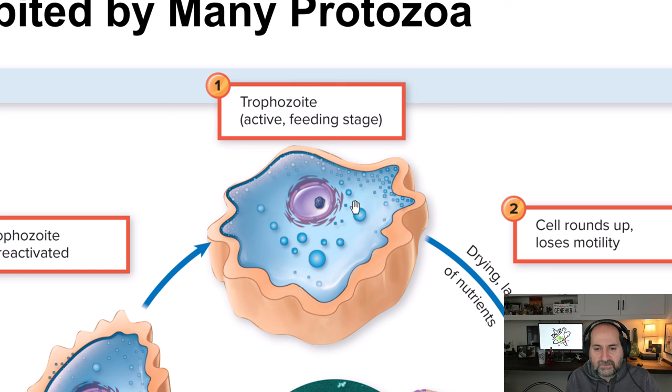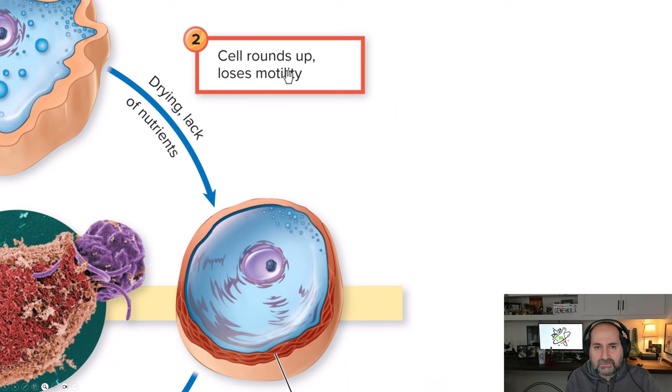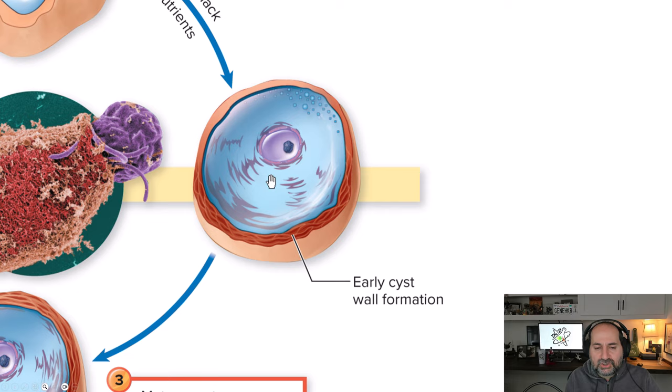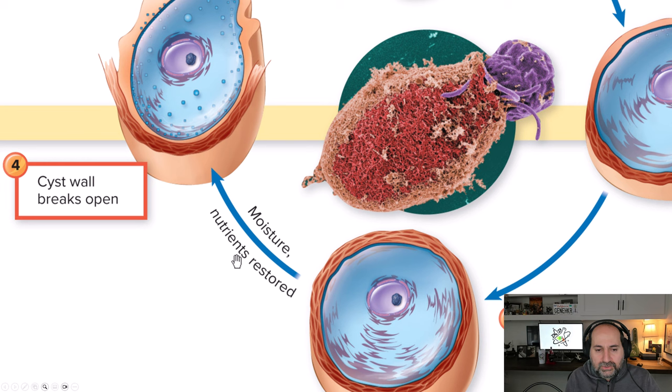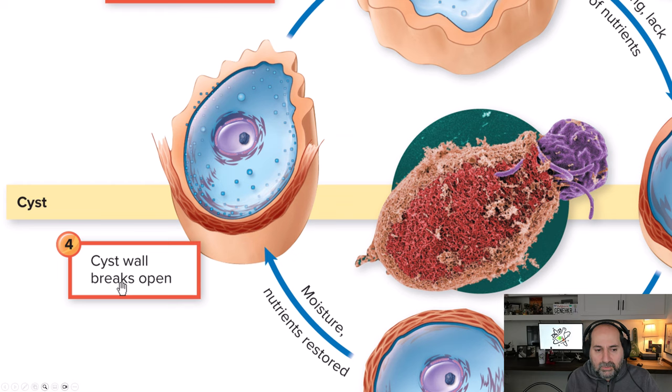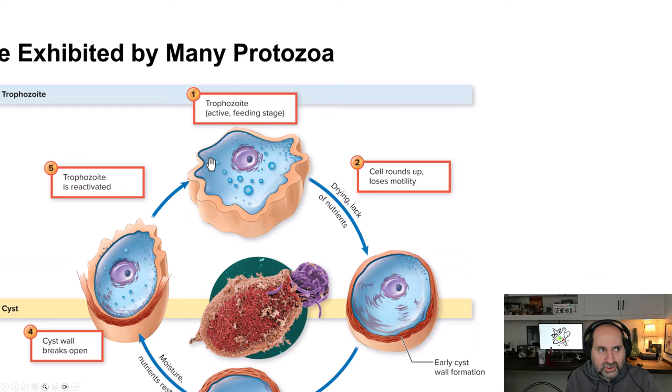life. If there's a lack of nutrients or drying conditions, this triggers the cells to round up and lose their motility. They enter the early cyst formation. Later on, they form a mature cyst, which is that dormant resting stage. Later on, if moisture or nutrients are restored, this cyst can open up. The cyst wall breaks open, allowing the trophozoite to reemerge and become reactivated, and the feeding continues. And this is known as the general life cycle of protozoa.